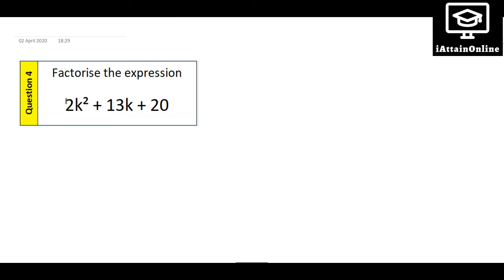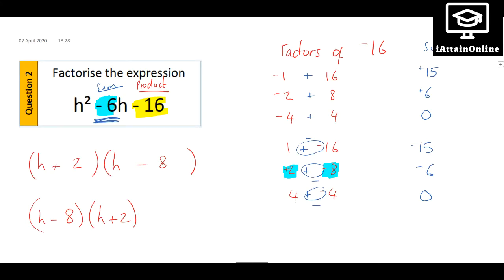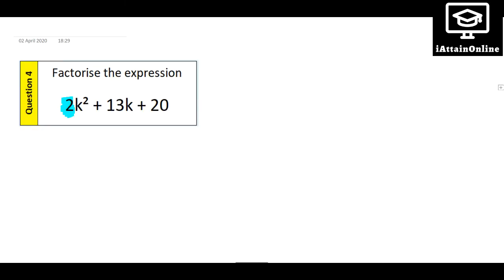Everything we've done so far has not had a number in front of the squared term. So if I look back at the question 1, it was just r squared, which is 1r squared. We don't write the 1. This one was h squared. This one was e squared. So watch out if there is what we call a coefficient, a number before the squared term. If that is the case, there is an extra step to do. What we are going to do is, instead of finding the factors of 20, you need to multiply these two terms together.